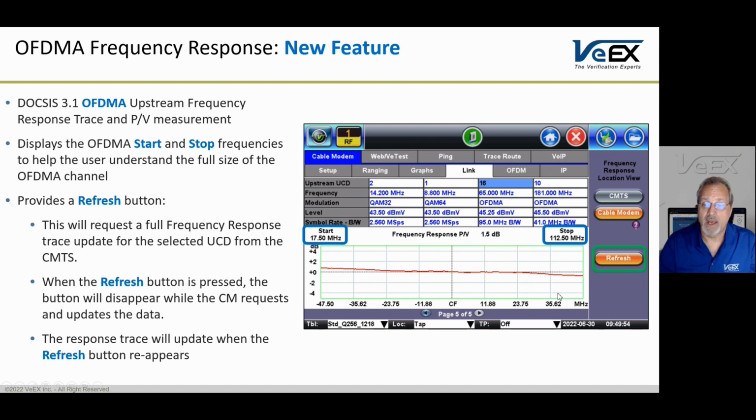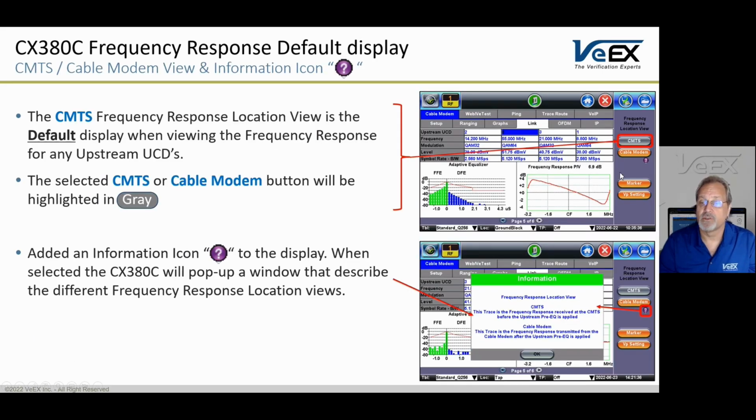One of the other things we added is the ability to look at different locations of the frequency response. So we've added a CMTS and cable modem frequency response location view. With this, when you click on the CMTS, or actually the CMTS is going to be the default view, it's going to show you what the CMTS is receiving as its impaired channel, or what it's actually receiving, impaired or not. And then if you clicked on the cable modem, it would show you what the cable modem's transmitting and what its trace looks like.